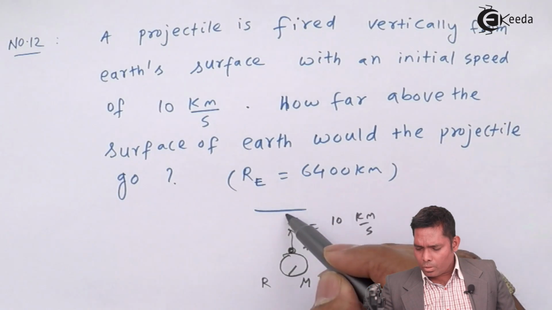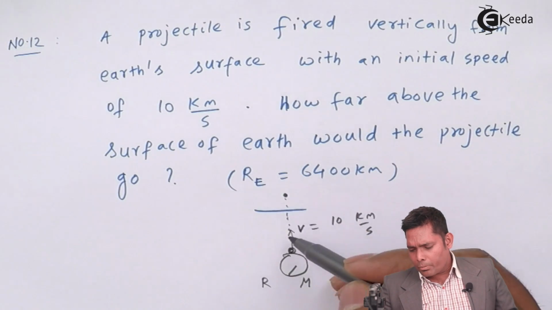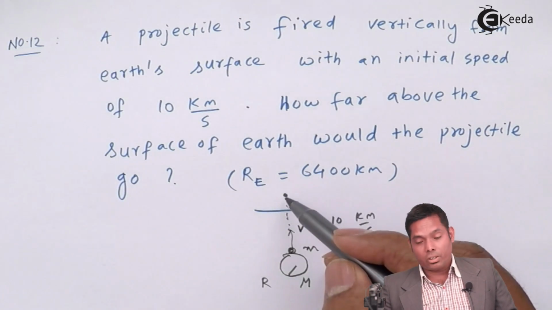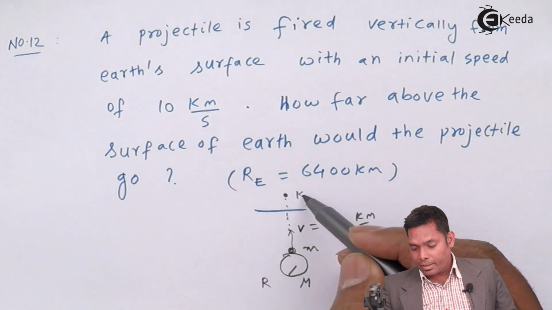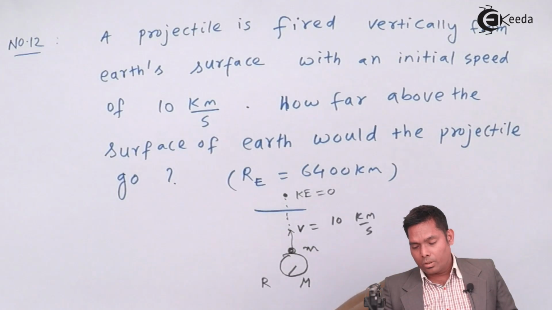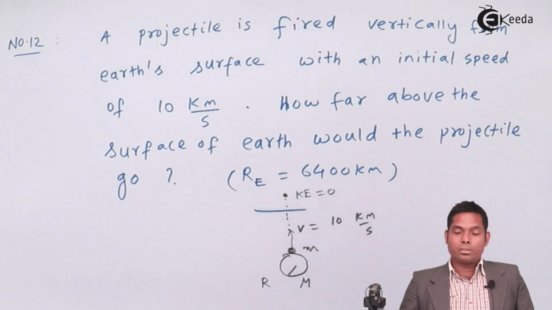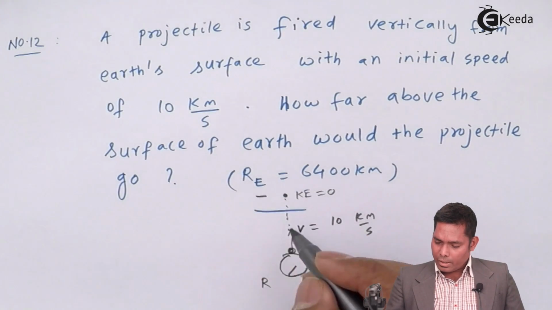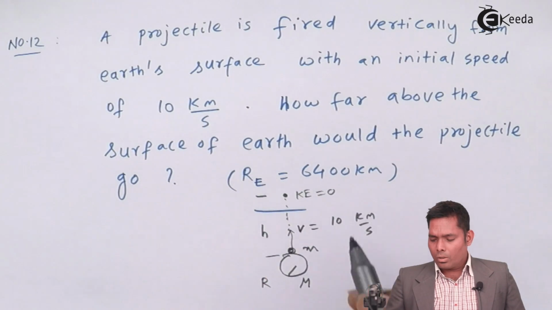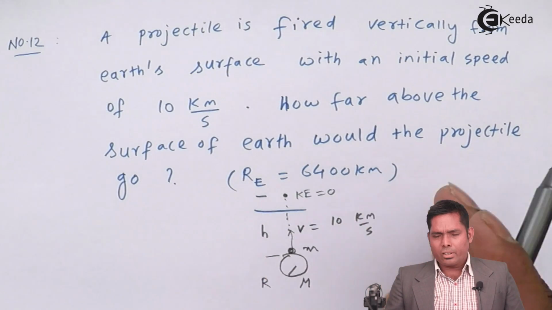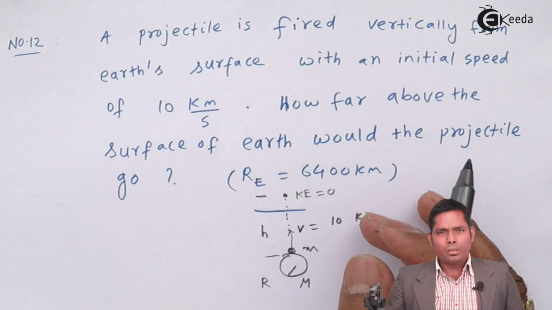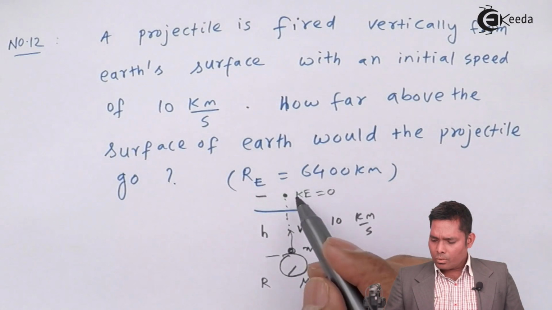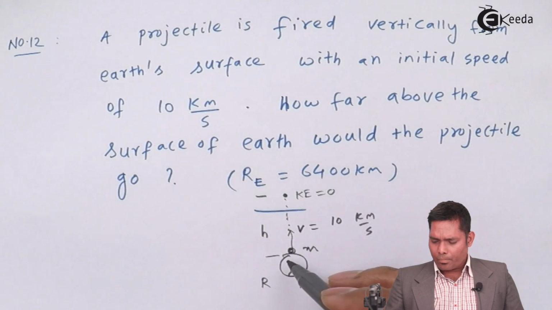go? Suppose it goes up to a height this one, but when this is the final height up to which it will reach, at that time the kinetic energy of the particle will be 0. So when the kinetic energy becomes 0, that is the highest point, and we have to find this height. So that means it is neglecting all types of energy loss. The total energy here and there is same.